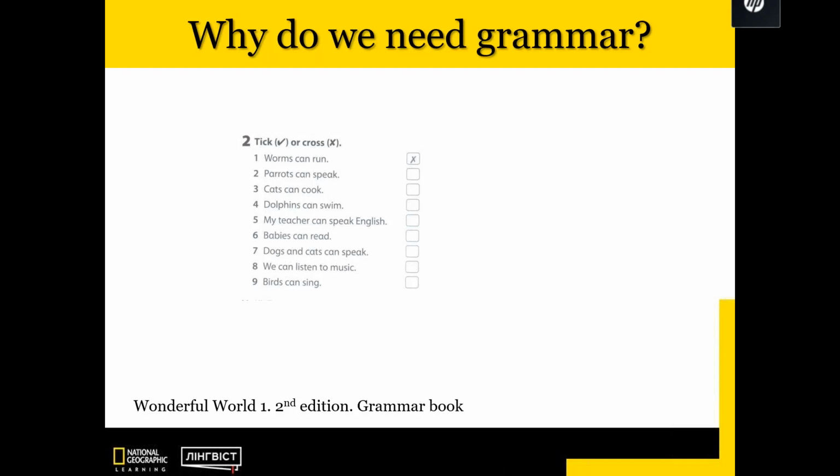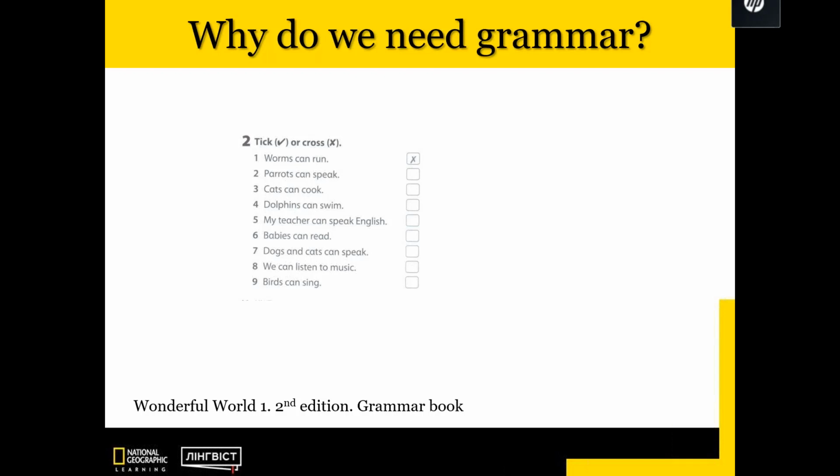Give them something that they know, for example, animals, and make some silly sentences like the book proposes, right? Parrots can speak. Yeah, it's usual. Cats can cook. Huh, can you imagine the cat standing next to the stove and cooking the soup, right? So no, of course the cats can't cook, and so you don't need to explain anything.